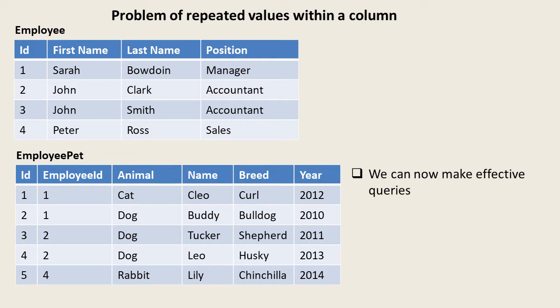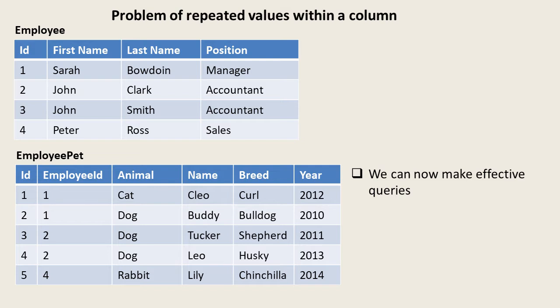And the biggest benefit of this is that we can now make very effective queries. We can query for a particular animal type, for name, for a particular breed, for the age, how old they are. We can group employees together by their pets. For example, dog owners come in one list and cat owners come in another list. So we can run so many different queries here.